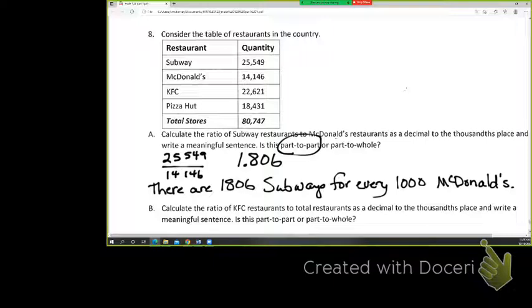So in part B, we have the ratio of KFC, Kentucky Fried Chicken, to total. So this is going to be a percentage. This one is part to whole. The total is already there for us, we don't have to add it up. So if you're comparing to the total, that's going to be part to whole.